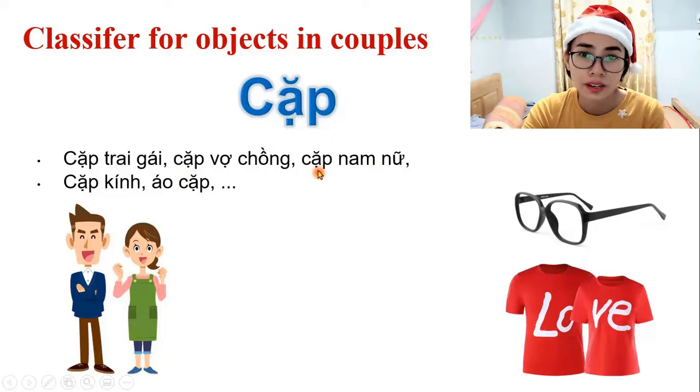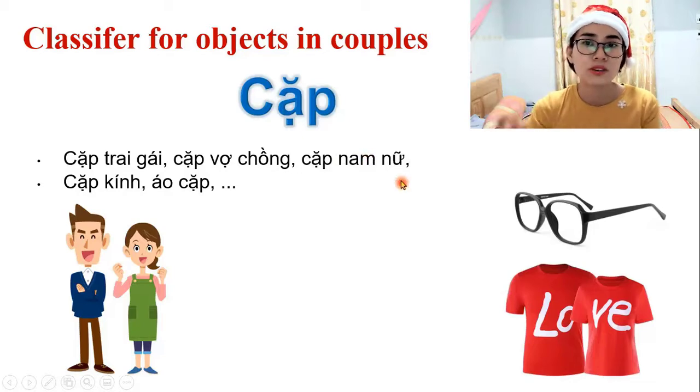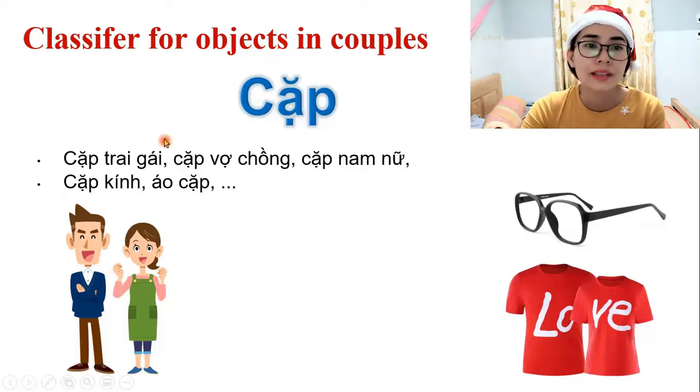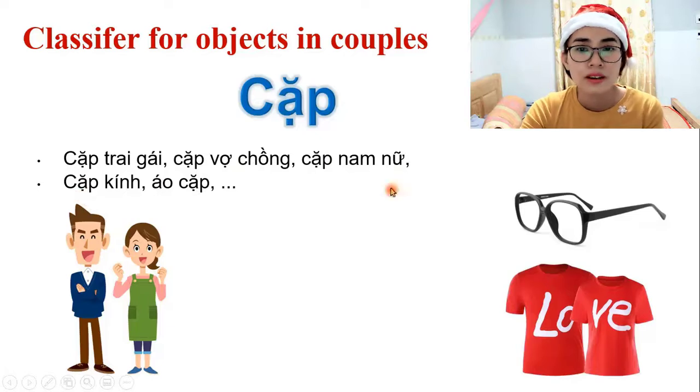Another boy and girl kind of couple. So cặp nam nữ. This is not like a noun, but we are talking about, hey, there is a couple. So we say cặp and then modifiers.